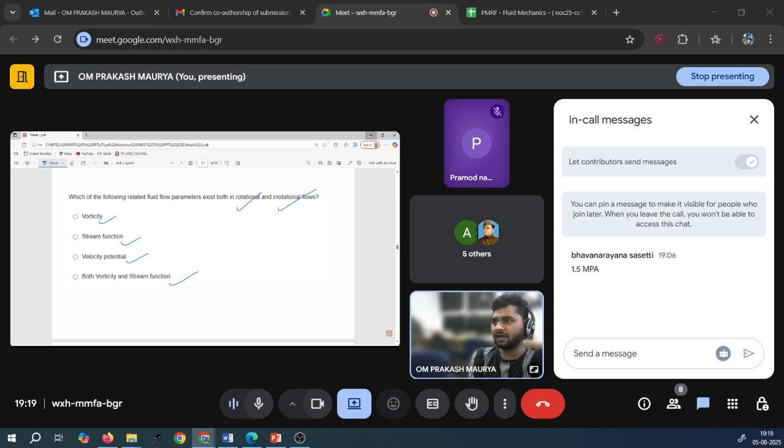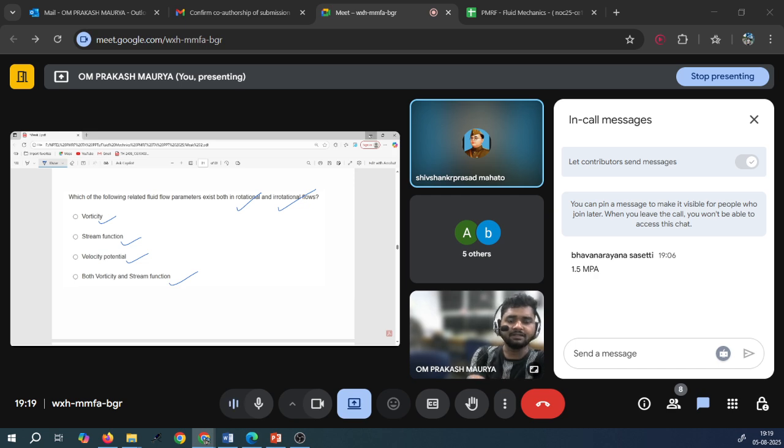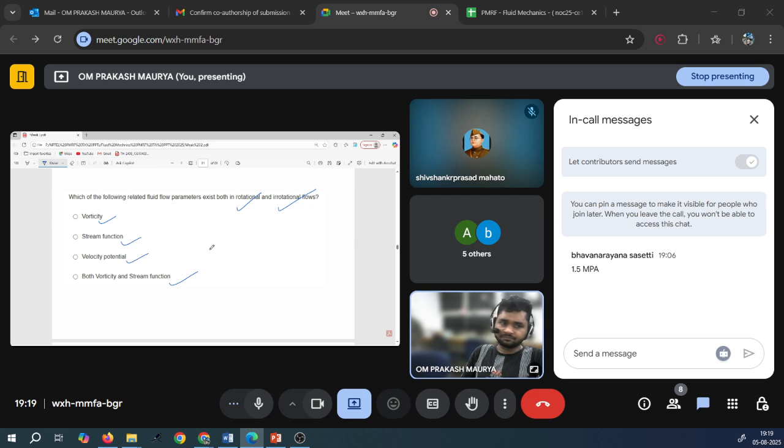Everyone, please try to write your answer. Velocity potential. Okay, you are telling velocity potential, good. Other students, please also try. Whether you are wrong or right, it does not matter here. This is not your exam. We are just discussing the questions, a lot of questions. So remember these things. Just apply your mind and think on that. What is the stream function? I am giving you a hint.